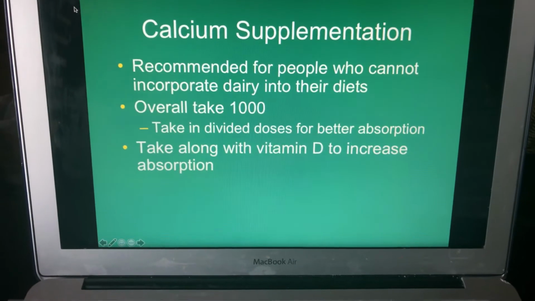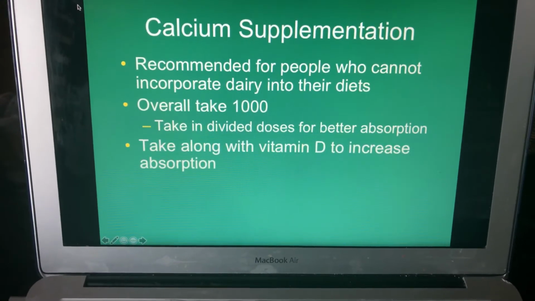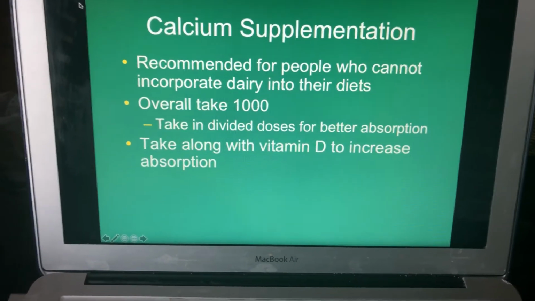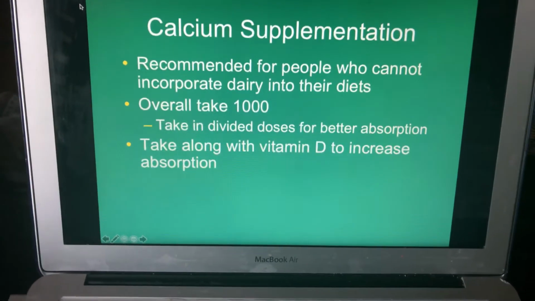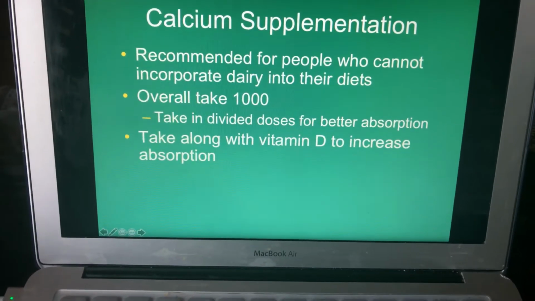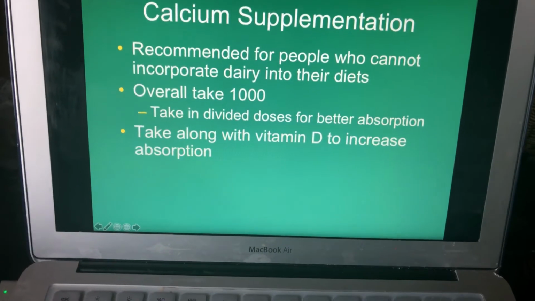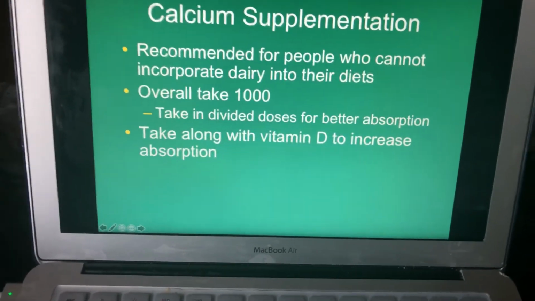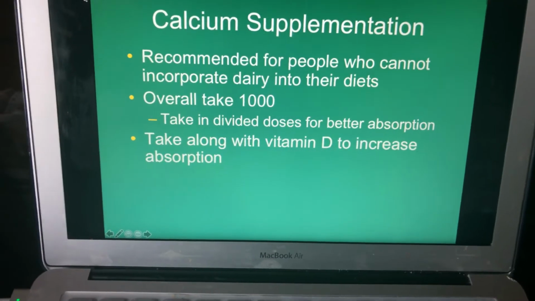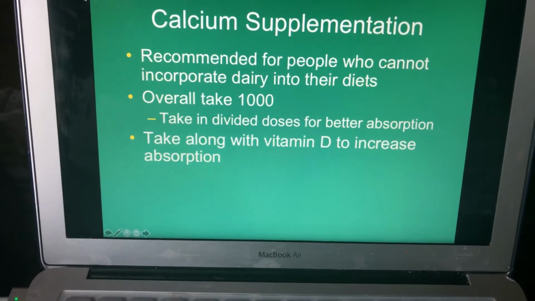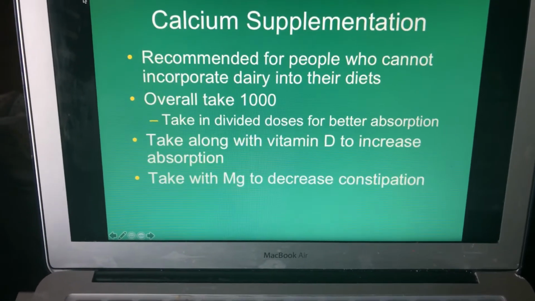A general rule of thumb is it's recommended that you consume 3 dairy products a day. For every dairy product you're missing, take 1 calcium supplement, which contains about 300 milligrams of calcium typically. Take it along with vitamin D to increase the absorption.